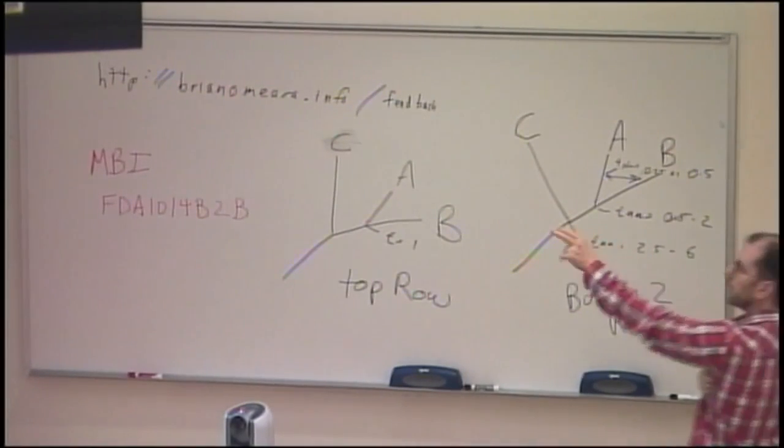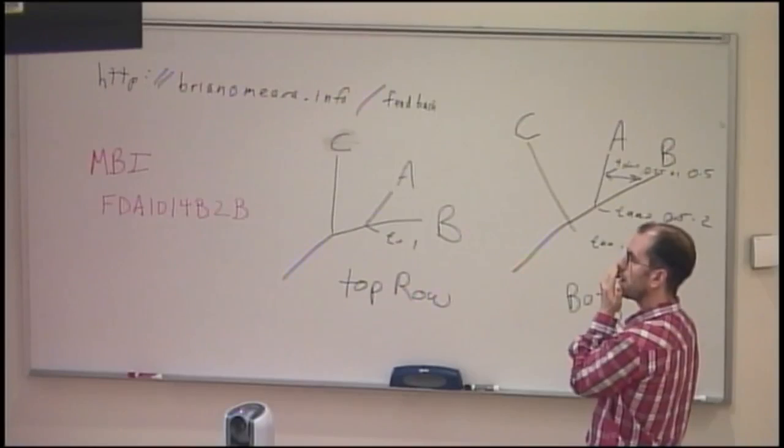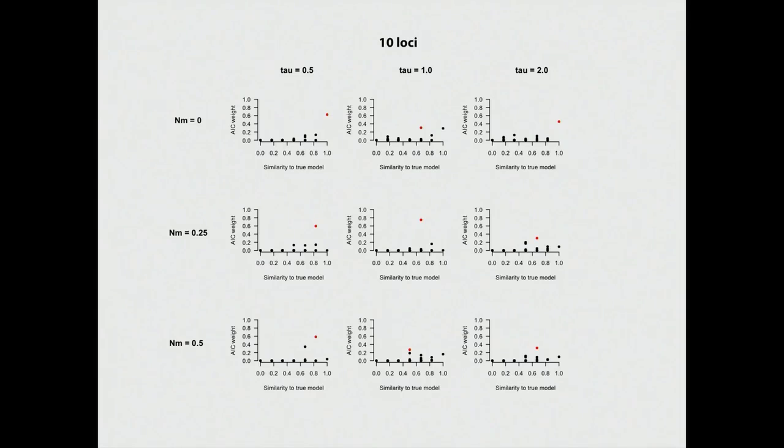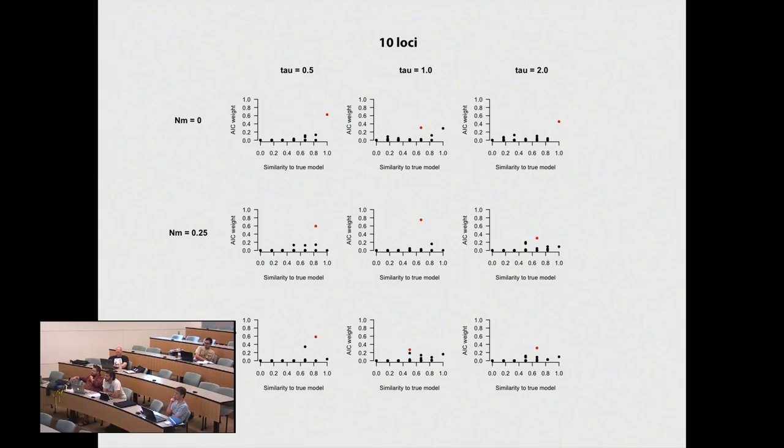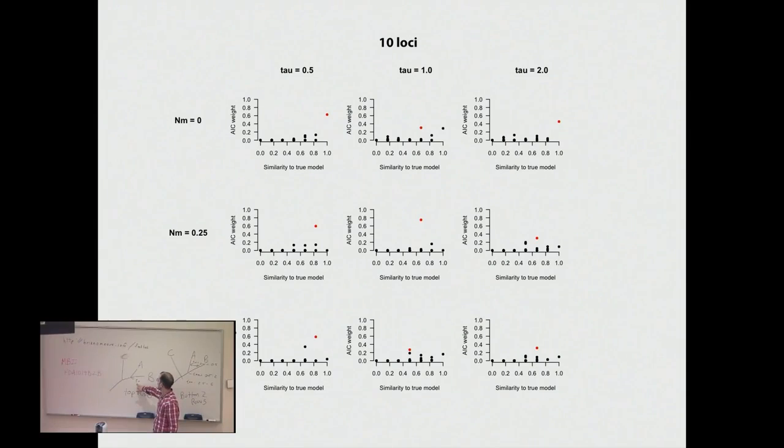So the top row is our isolation only models. It's pretty simple. You have two species or populations collapsing in tau, and it varies between 0.5 and 2 for this value. And then C, the third population, collapses later on, somewhere between 2.5 and 6.